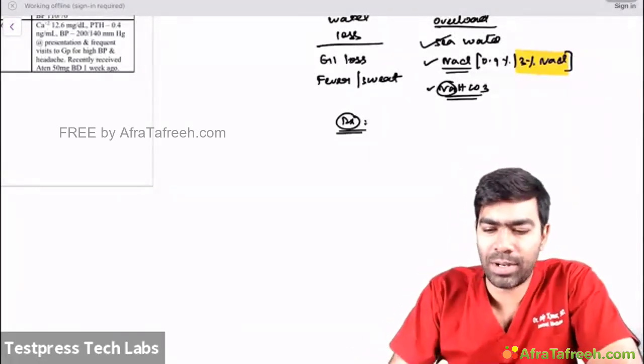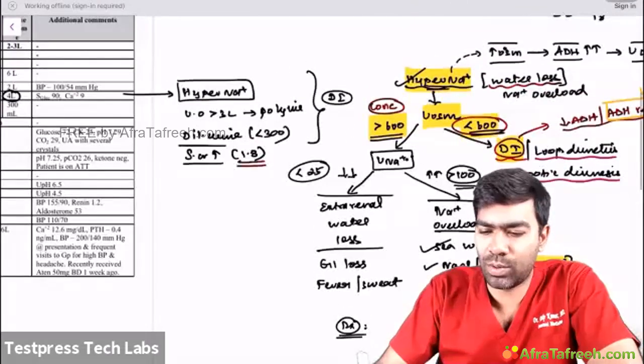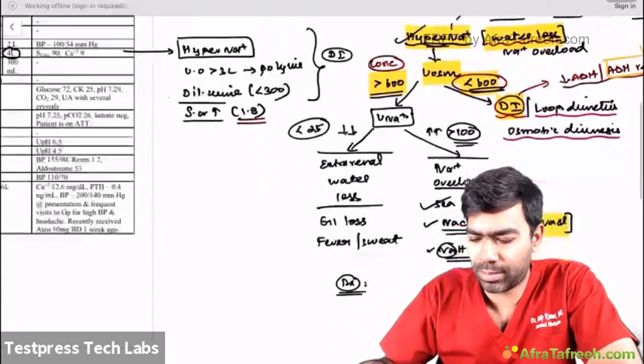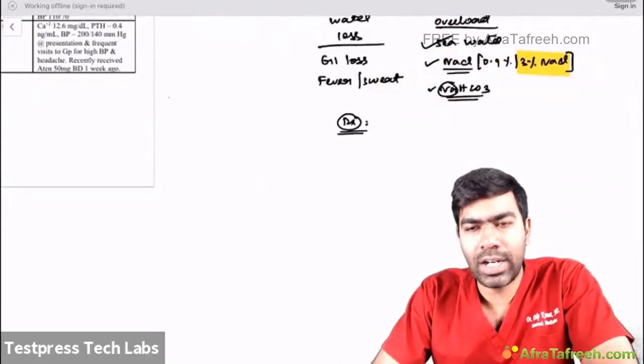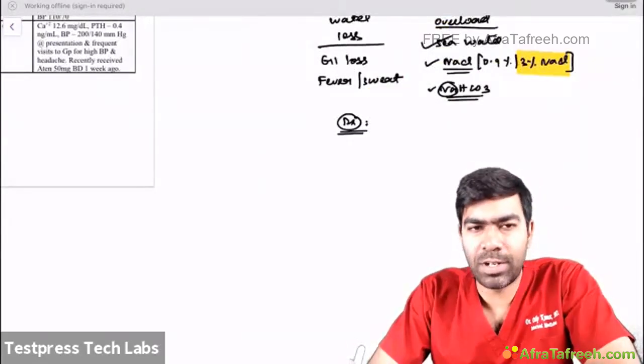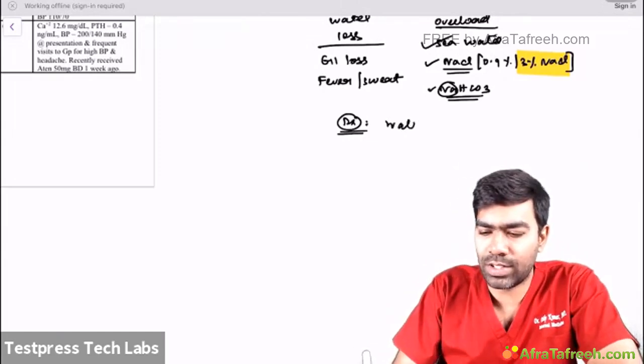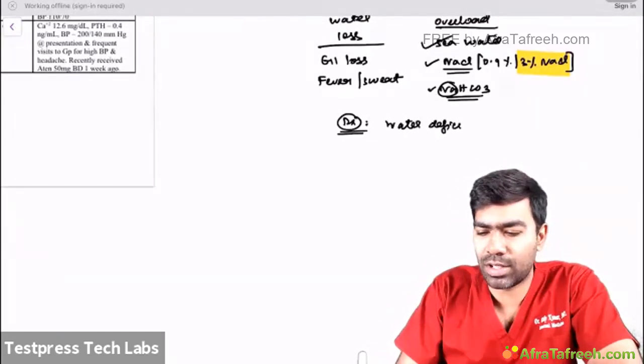Remember, as far as hypernatremia is concerned, I told you it's primarily due to water loss. It's usually due to water loss only. That is the reason why you get hypernatremia. I told you multiple times. So when you need a treatment, the treatment usually will be based on replacing that water loss. That is the most important thing. So we need to know what the water deficit is. Then only we can replace sufficient water.